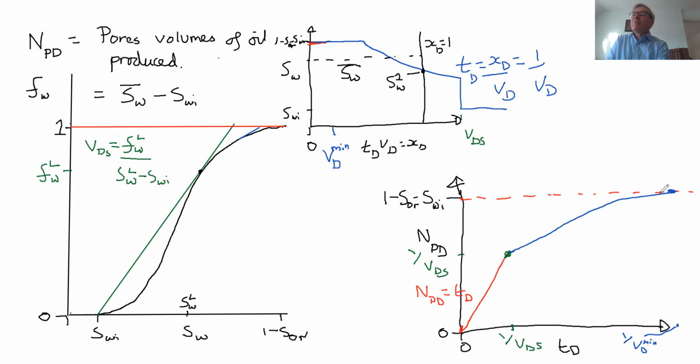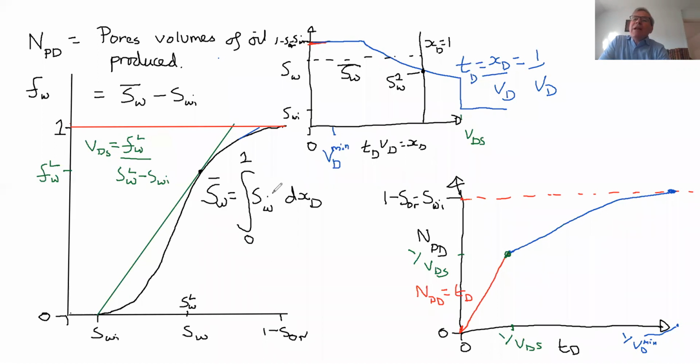But now we want to know the recovery in between, and that's given by this average saturation. Okay, so how do we find this average saturation? The average saturation, SW bar, is an integral between 0 and 1 of SW dXD, right? Because it's the integral of the saturation over XD divided by the distance, which is 1. Okay, so that's your average saturation.